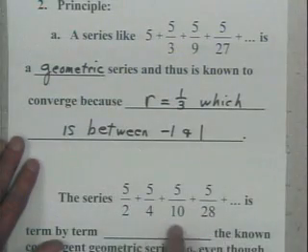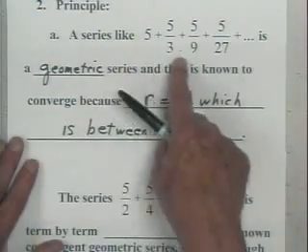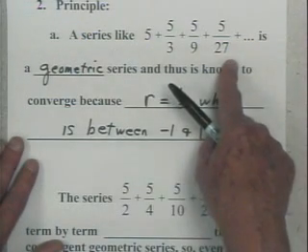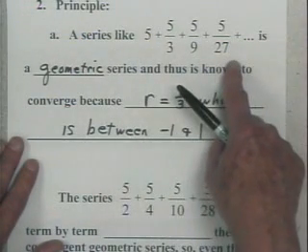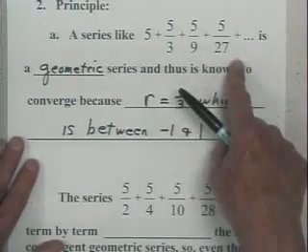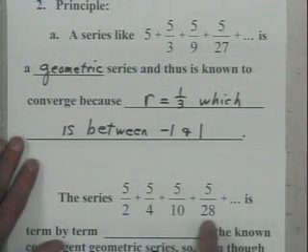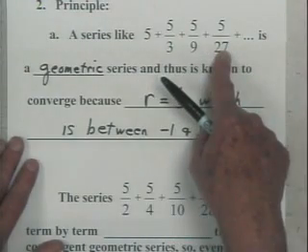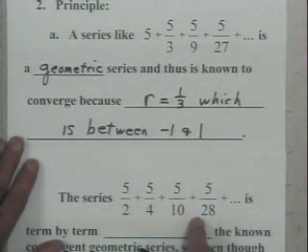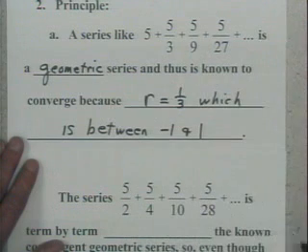Now, if these terms are smaller than the terms in that one, now remember, convergence means it has a what? Sum, right? Now, if this has a sum, and these terms stay consistently smaller than the terms here, then shouldn't it have a sum as well? You see the reasoning here?